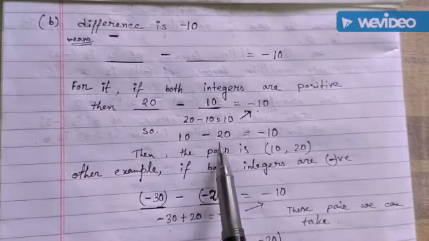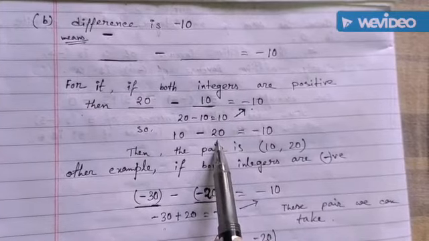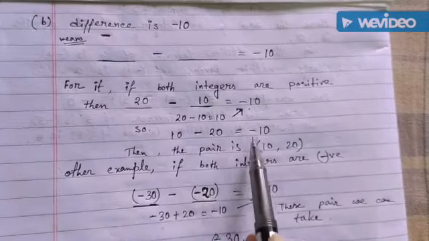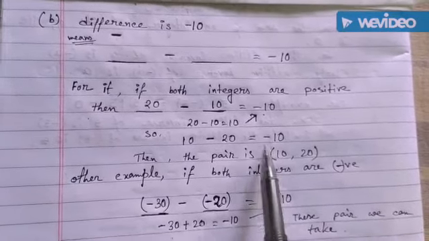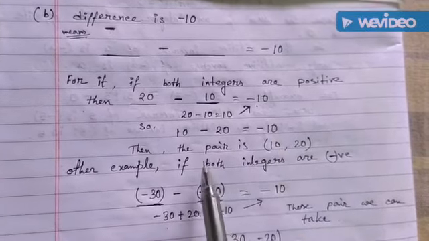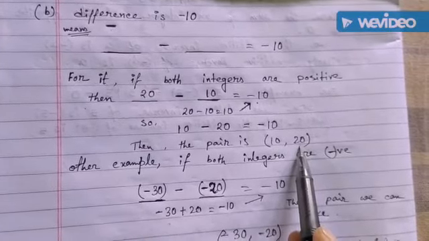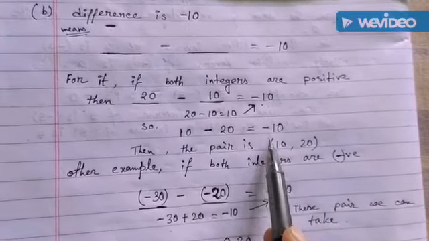Here 10 will be in the first position and 20 will be in the second position, because we know that whichever is the bigger number, that number's sign will be in the answer. That means the negative sign. 10 minus 20 equal to -10. So here the pair is 10 and 20, both are positive, but the position will be this type.